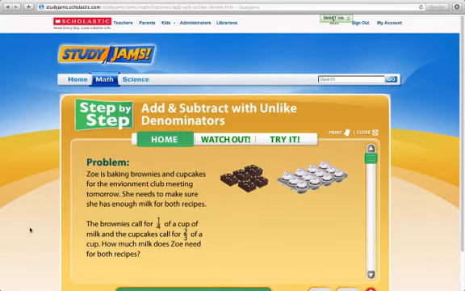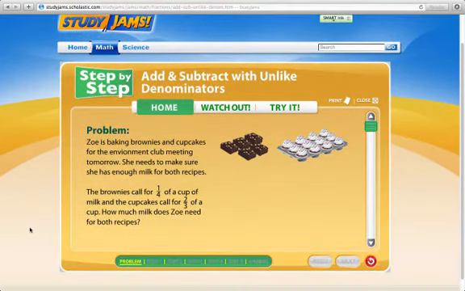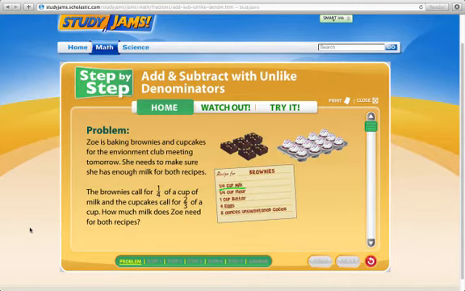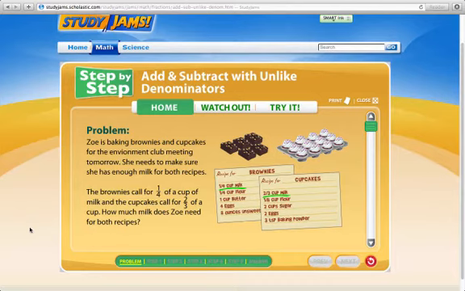Zoe loves baking, so she's making brownies and cupcakes for the Green Earth Club meeting tomorrow. She needs to make sure she has enough milk for both recipes. The brownies call for 1/4 of a cup of milk, and the cupcakes call for 2/3 of a cup. How much milk does Zoe need for both recipes?